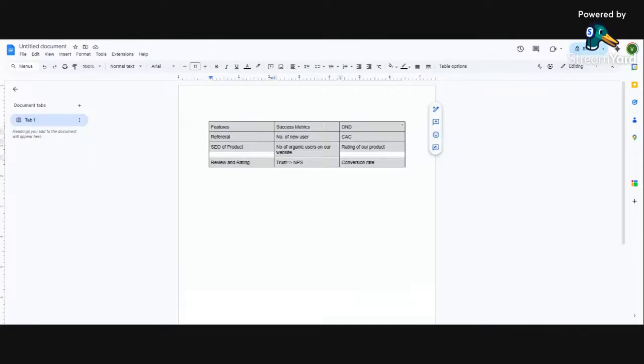So we discussed product improvement with the case study, and then product metrics. What is the North Star metric, L1, L0, L2 metrics, the Net Promoter Score, and North Star metrics.